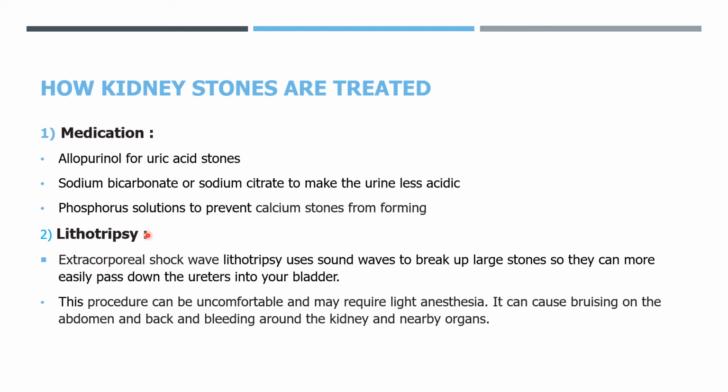The next treatment is lithotripsy. Extracorporeal shock wave lithotripsy uses specific waves, which are sound waves, to break up the large stones so they can more easily pass down the ureters into your bladder. This procedure can be uncomfortable and may require light anesthesia. It can cause bruising on the abdomen and back and bleeding around the kidney and nearby organs.